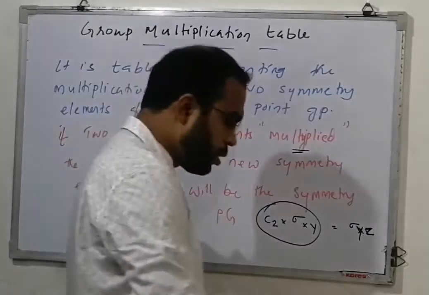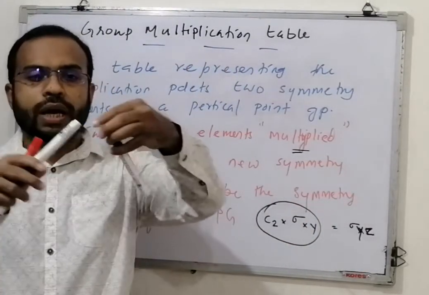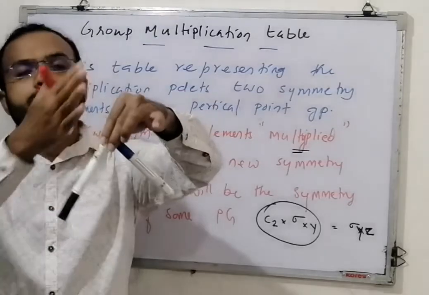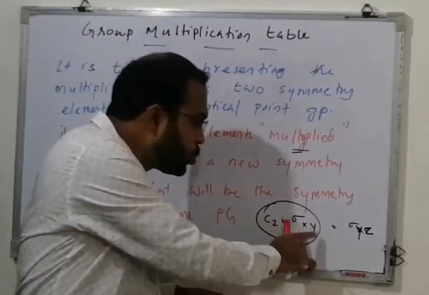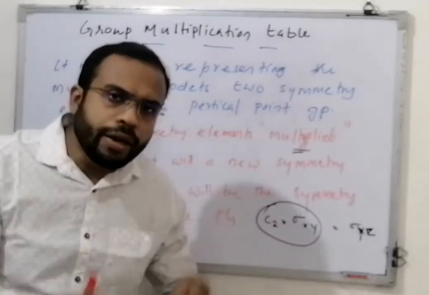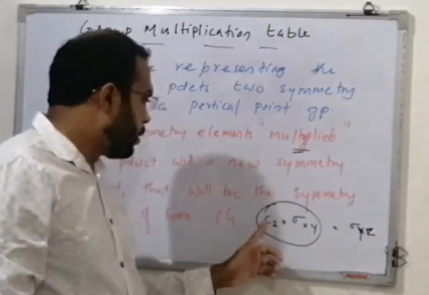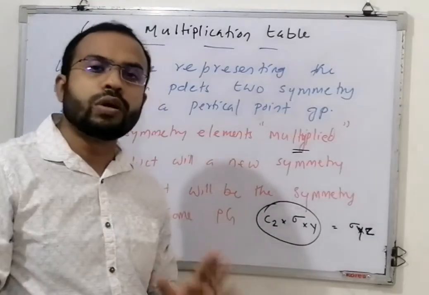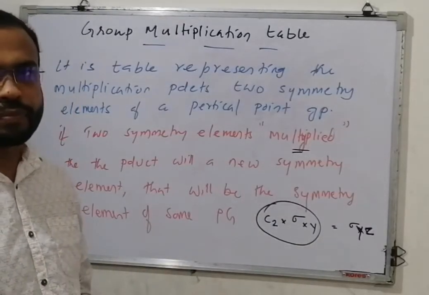That is, this is a molecule, imagine, you rotate C2 axis, after rotation you will get like this. Then reflection, or just reflection. The result of these two operations will be the same as the result of this operation. Therefore, the multiplication of these two will be equal to this. This is what is group multiplication table. Okay?